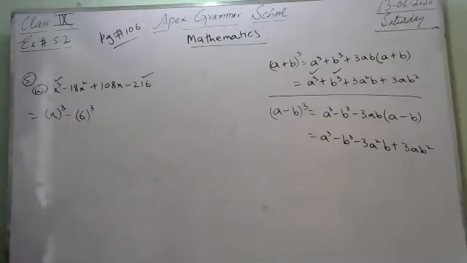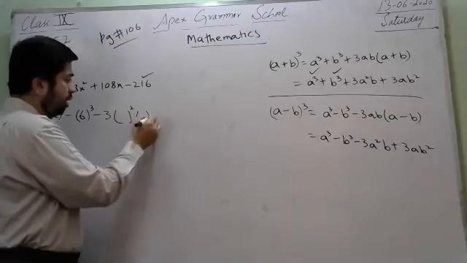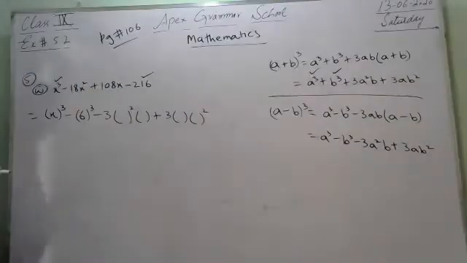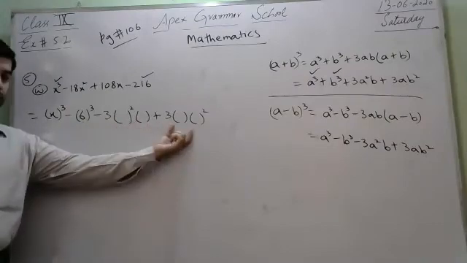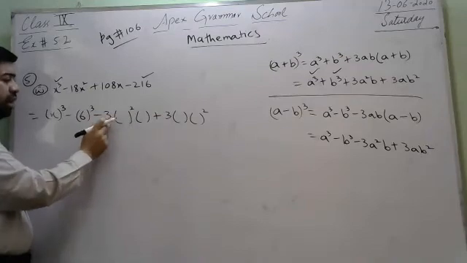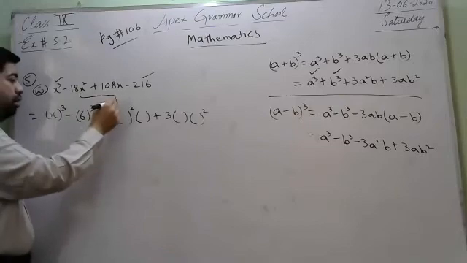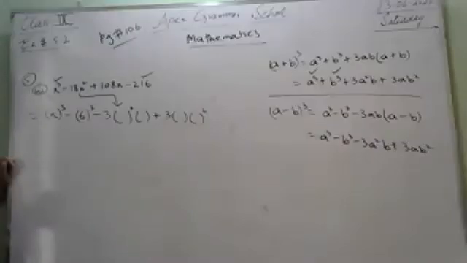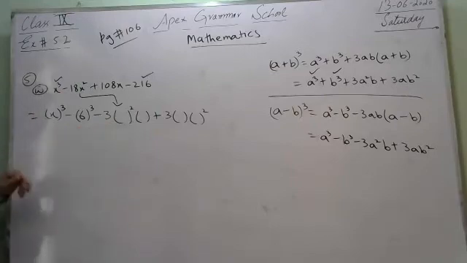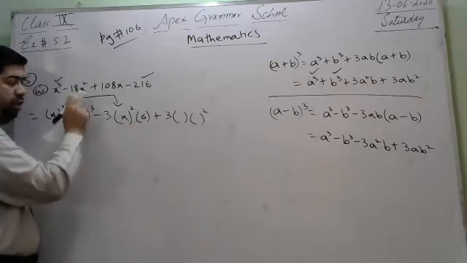a cube minus b cube, and then minus 3a square b plus 3ab square, and verify it. These terms, first minus 3a square b, for that purpose we have to put the values of a and b and verify minus 18x square. The value of a here is x and the value of b is 6. Now verify, 3 times 6 are 18x square, verified.